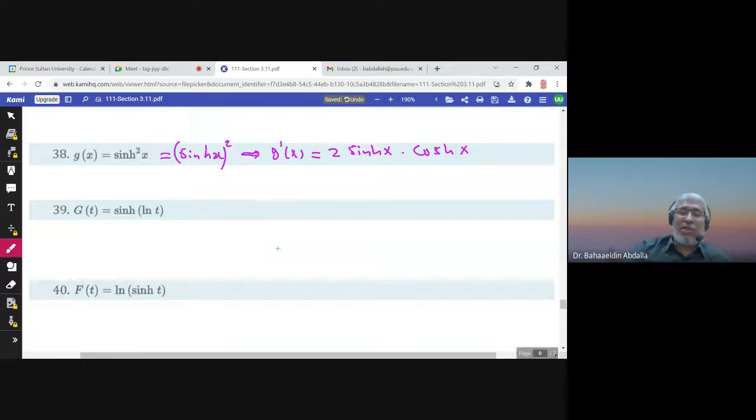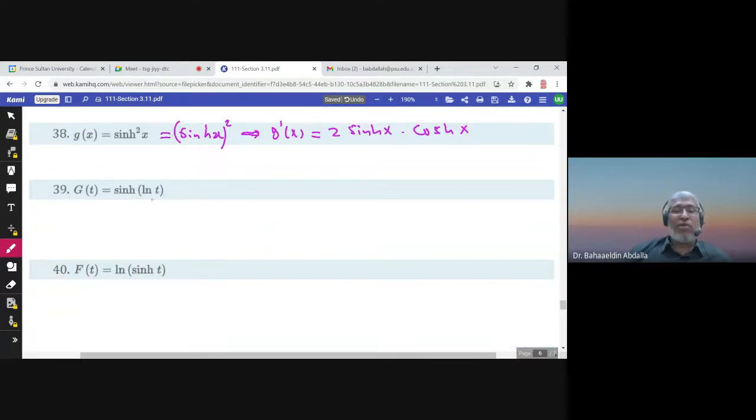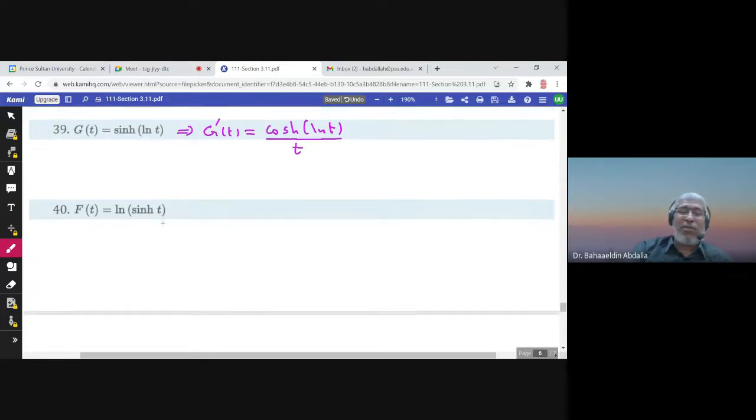So that's the derivative. Here also, I have a composition, so I use the chain rule. So g prime of t, derivative of sinh, the outer function, is cosh, times the derivative of ln t, which is 1 over t. So I'll just write it like this.